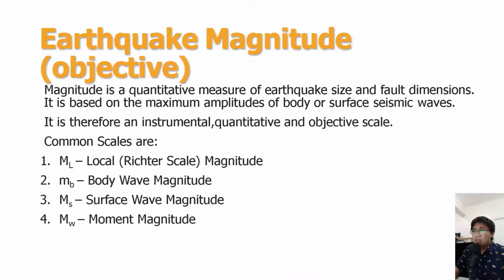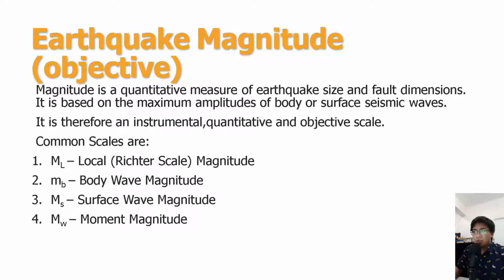Okay? So next naman ay earthquake magnitude. Ito ay objective kasi this is how we measured. Okay? Intensity is how we felt. Ang magnitude is how we measured. So magnitude is a quantitative measure of earthquake size and fault dimensions. It is based on maximum amplitude of body or surface seismic waves. It is therefore an instrumental, quantitative and objective scale. Objective nga siya kasi kung paano siya measured. Okay?